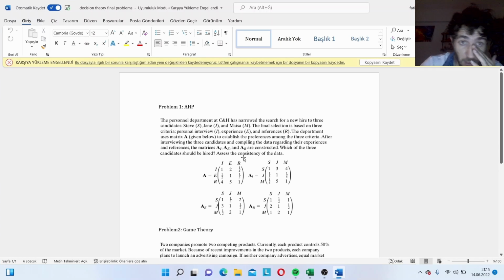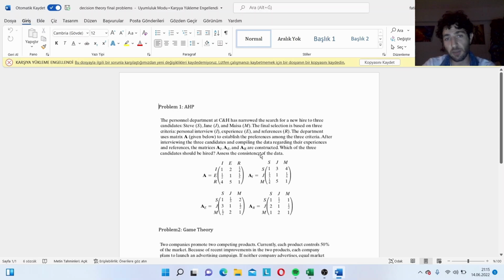Hello everyone, we're gonna solve a problem with an AHP model. You see the hiring process, and there are 3 people for this process, and their names are Steve, Jane and Maisa. And there are criteria, you see: personal interview, experience and references.